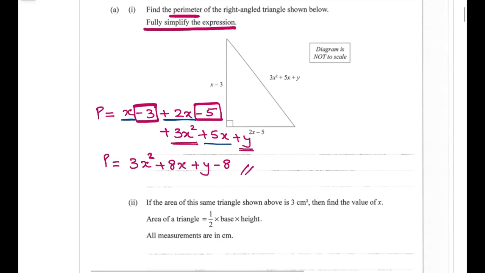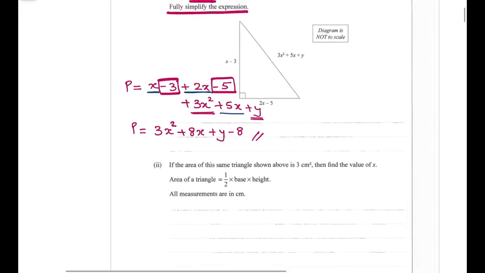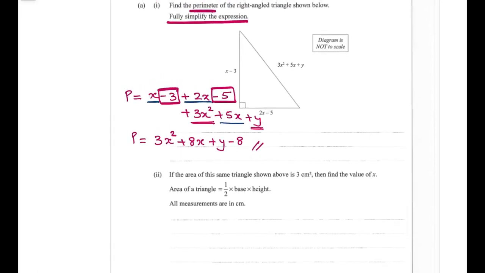Now the next bit says the area of the same triangle shown above is 3 centimeters square. So area is 3 centimeters square. You have to find x. So area, the formula is given to you. So area for triangle is half base times height. So we'll say area is equal to half times base. So base is 2x minus 5 times our height is x minus 3.